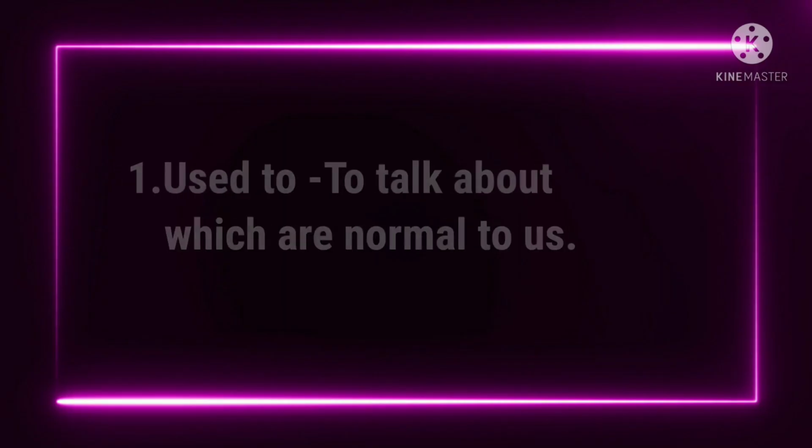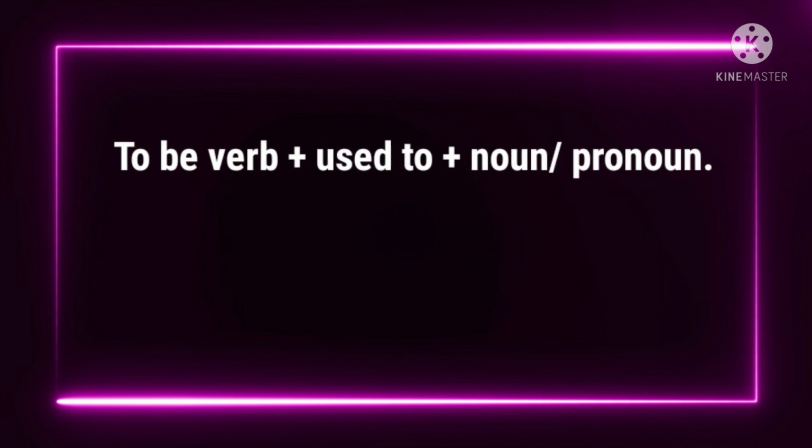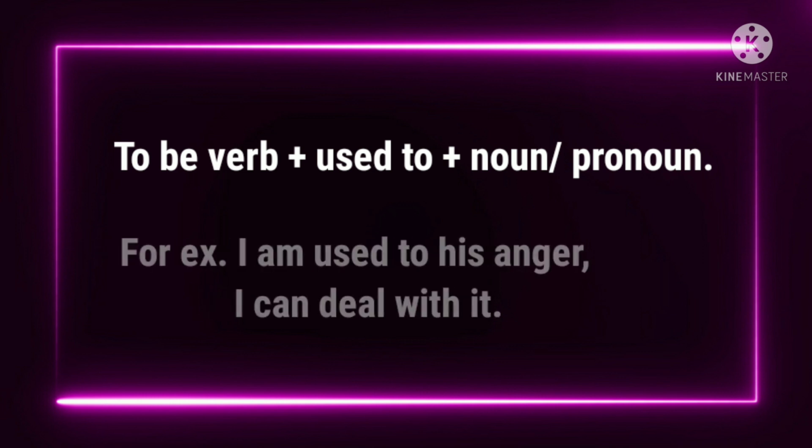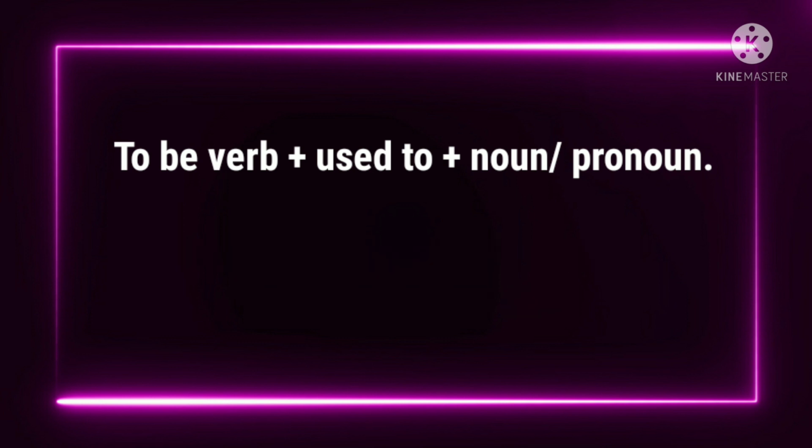Secondly, we use "be used to" to talk about things which are completely normal to us. You should use it like this: to be verb plus used to plus noun or pronoun. For example, I am used to his anger. I can deal with it. So here "his" is a pronoun. His anger is completely normal for you.